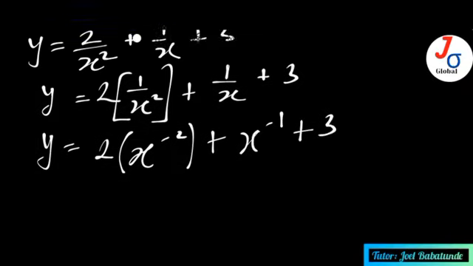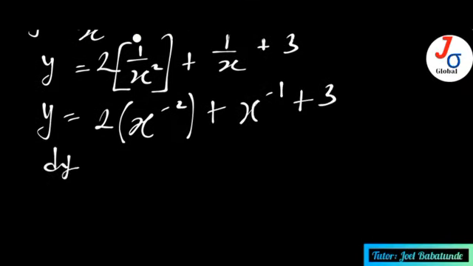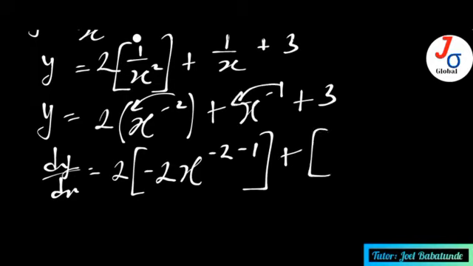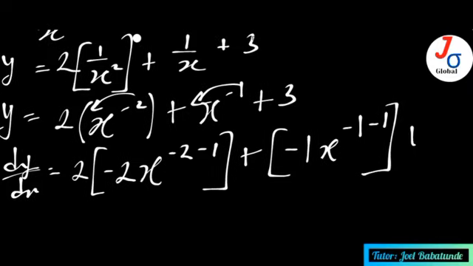And I think now I can take my derivative, and dy/dx becomes 2. Then I bring down this minus 2. That's the first step. Minus 2, then x, then minus 2, then take away 1 from minus 2, minus 3. Then plus, bring down this minus 1. I have minus 1, x into minus 1, then minus 1. Then plus 0, because 3 is automatically 0.